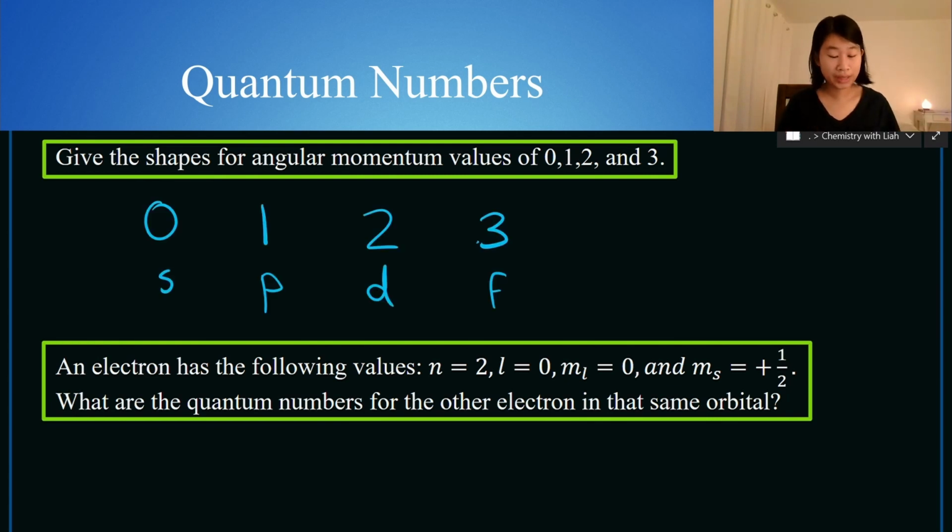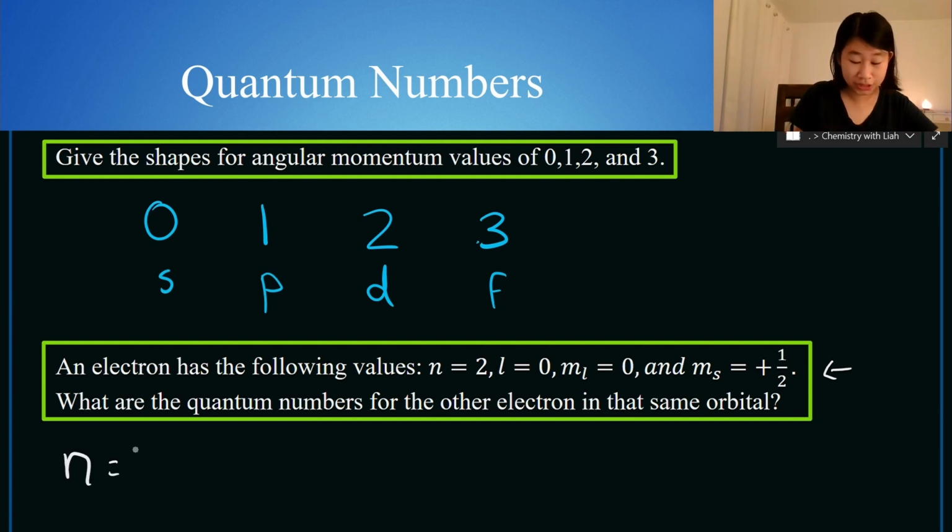In the next question, we have an electron that has the following values. We have the n value equal to 2, we have L equal to 0, we have m sub L equal to 0, and m sub s equals positive 1/2. Remember this electron is in an orbital. Then, what are the quantum numbers for the other electron in that same orbital? This is an important point because this reminds us that 2 electrons in the same orbital can never have the exact same quantum numbers. Something has to be different.